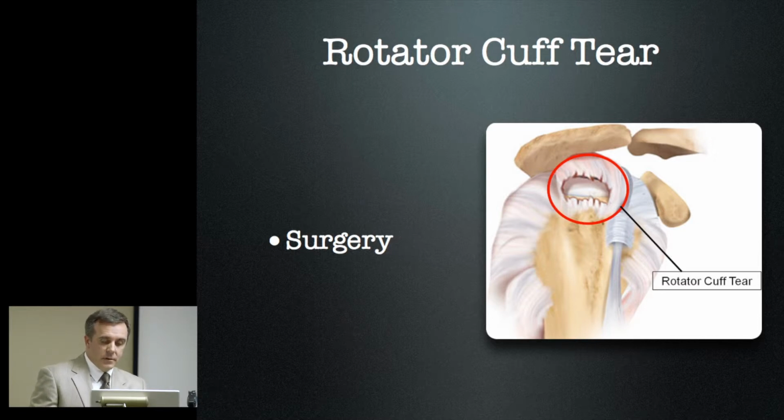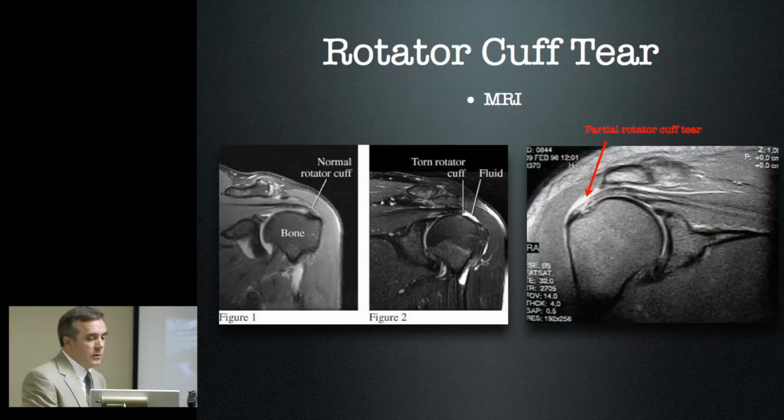Often what we do is a plain x-ray, which will show us the joint, it'll show us arthritis, it'll show us bone spurs or calcifications. It won't show us a rotator cuff tear. And so what we usually do is we'll order an MRI.